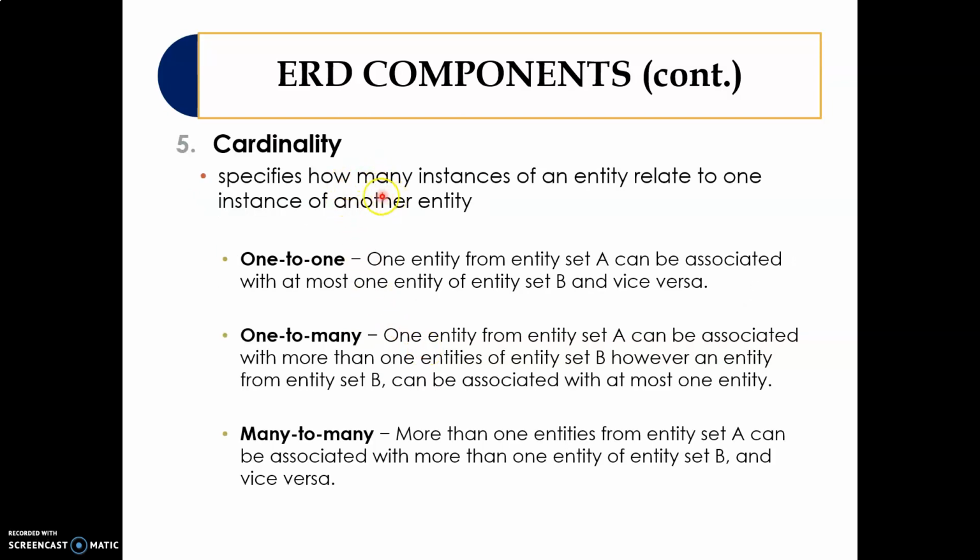For the cardinality, it specifies how many instances of an entity relate to one instance of another entity. For the one-to-one, one entity from entity set A can be associated with at most one entity of entity set B. For example, one person can have only one passport, and one passport belongs to one person only.